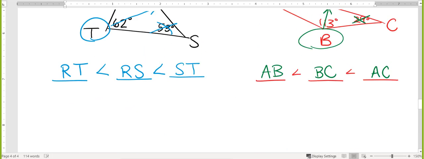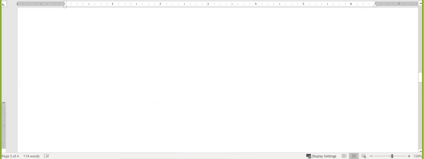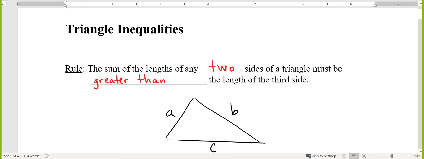I hope that going over the relationship between the angle and its opposite side, and then also looking at the triangle inequalities, I hope that helped.